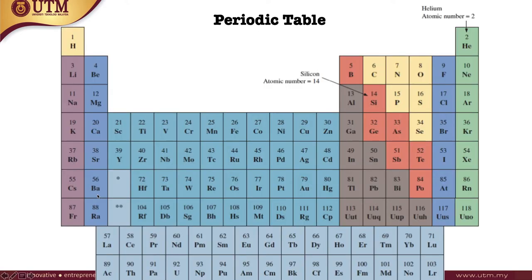So this is to revise your periodic table. So this is the periodic table, right? These are group 1, then group 2. This is the atomic number. This is the name of the element. So for H, it is hydrogen. He means helium, right?